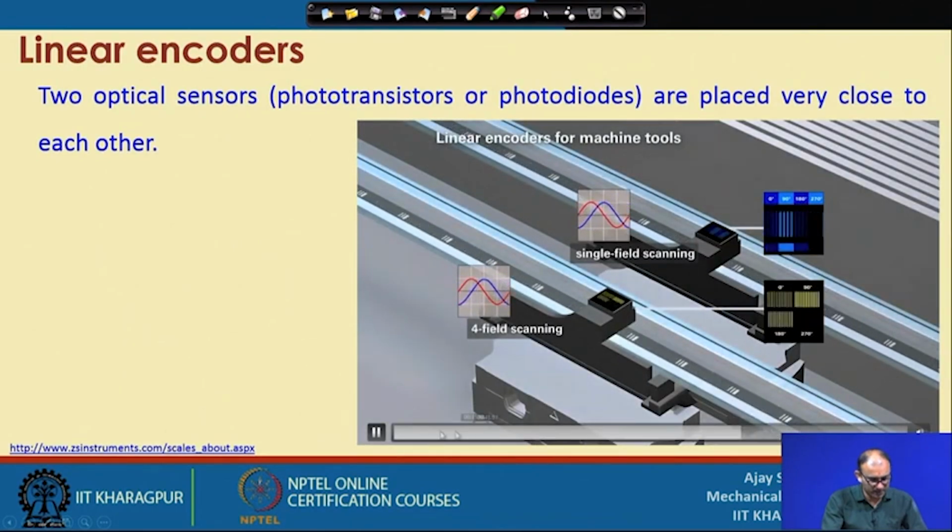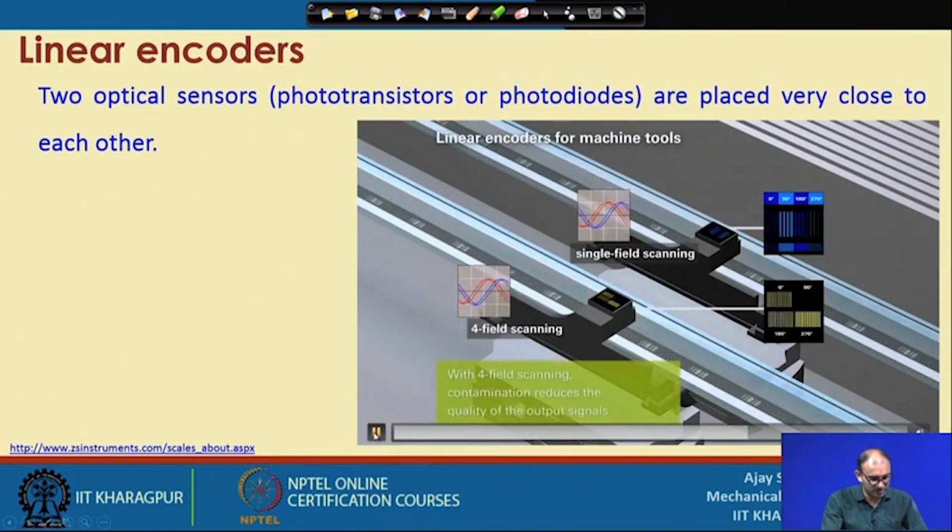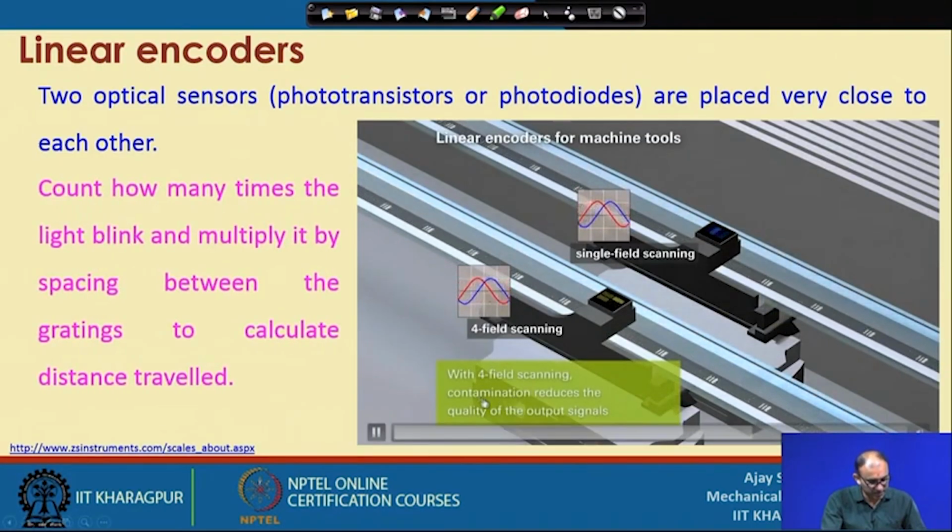Yeah, so, there are different ways you are getting the signal. Suppose you have 4 signals, then you get a signal at 0, 90, 180, 270 degrees. So, there is single field scanning, and this is four field scanning. Similar to that, you have 4 different aligners at 0, 90, 180, 270 degrees, and you get another way out of it. But the problem is that in 4 field scanning, it will actually create a problem.